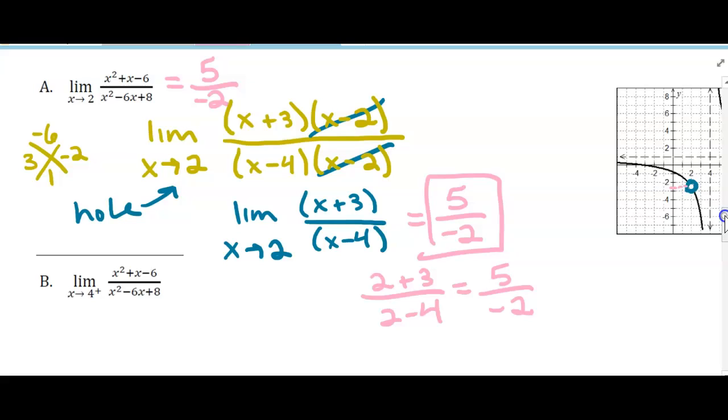All right. When I'm looking at letter B, I notice that the function I have is the exact same rational, x squared plus x minus 6 over x squared minus 6x plus 8, that we were working with in letter A. But we notice this time we're looking at the limit as x approaches 4 from the right. We're looking at our limit as x approaches a different value. And so I'm going to try this again.